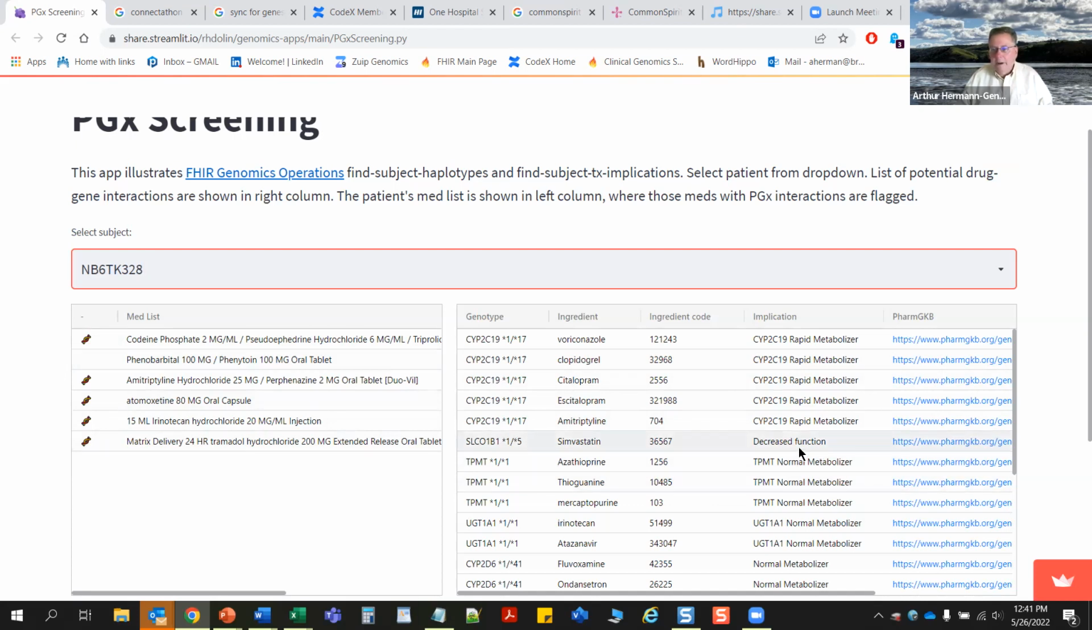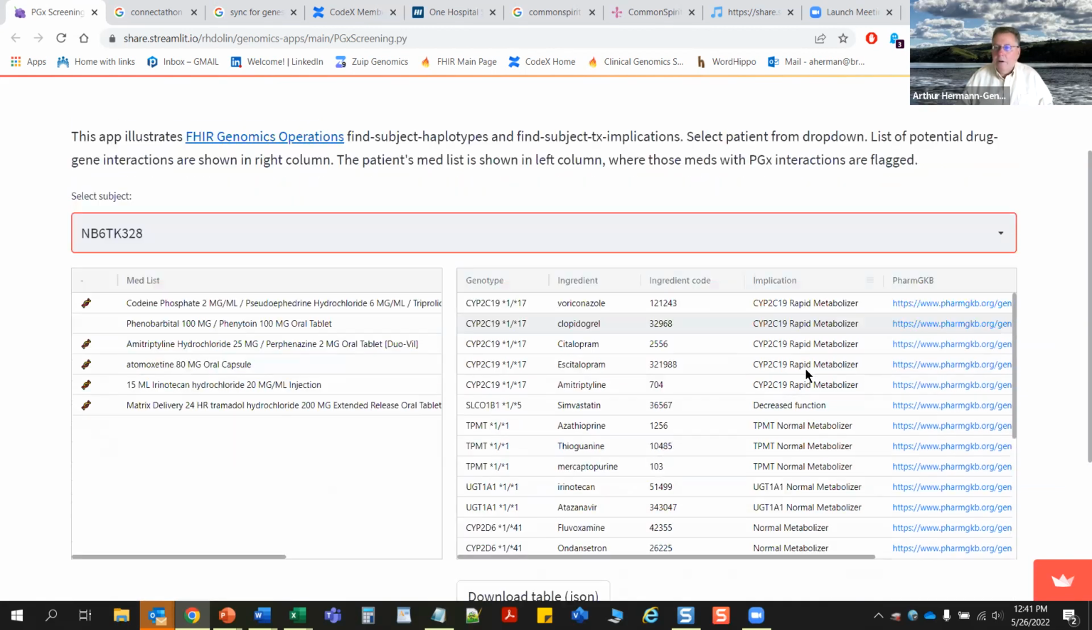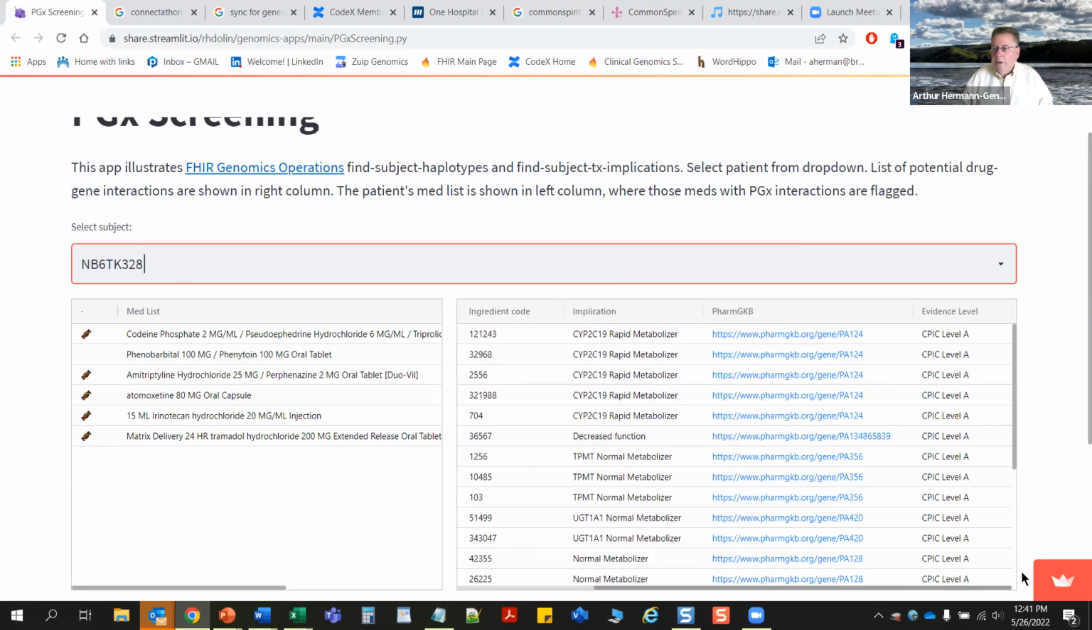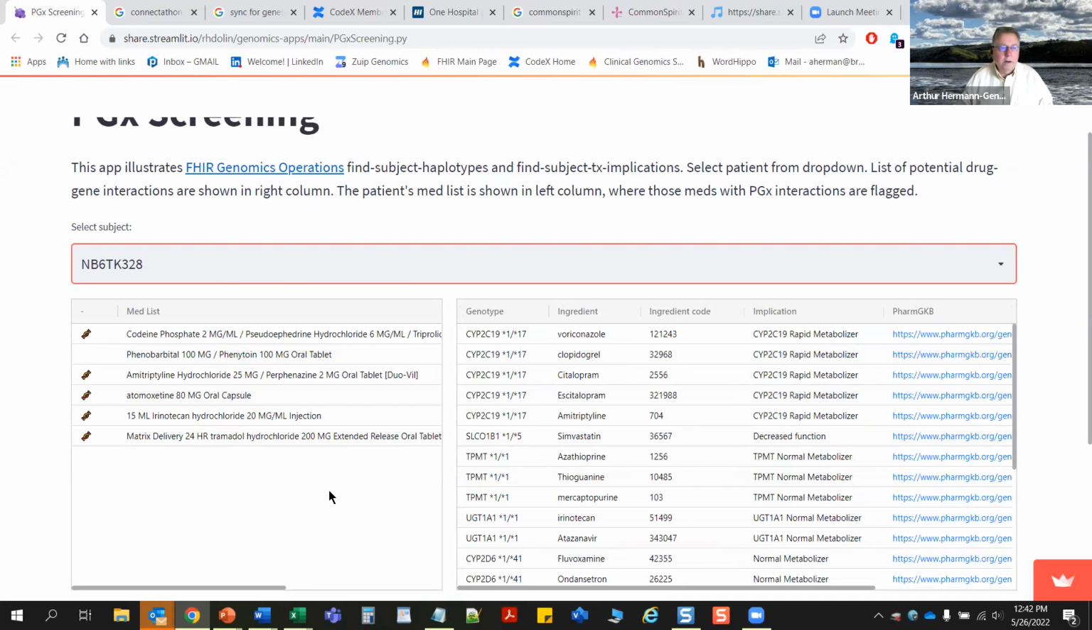So, as you know, there are different kinds of implications for pharmacogenomics: decreased function, rapid metabolizer, et cetera. All of that is listed here. Then all of the information and the evidence level, the CPIC level, and then a link itself to PharmGKB is also listed here.